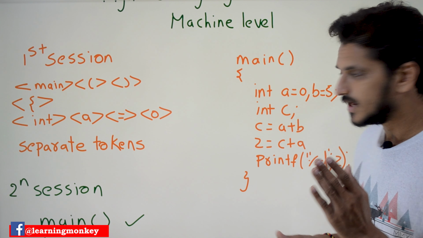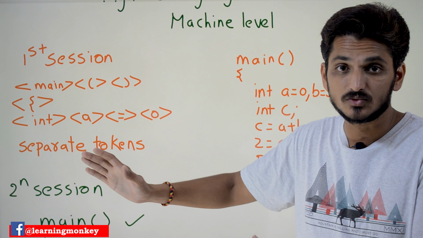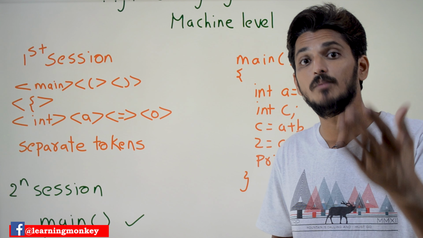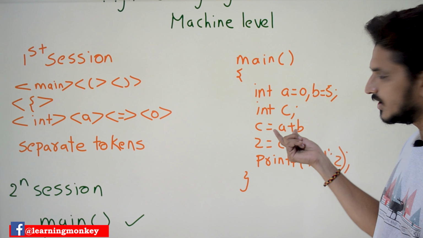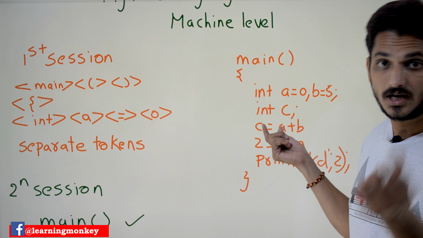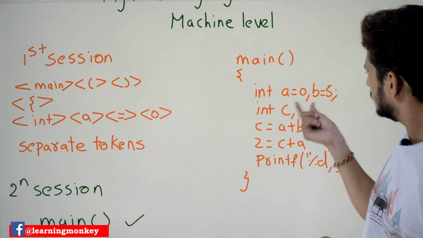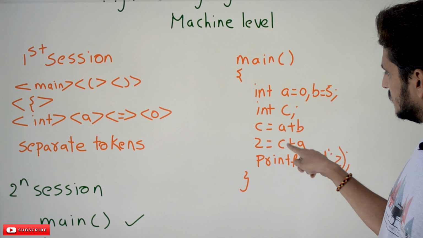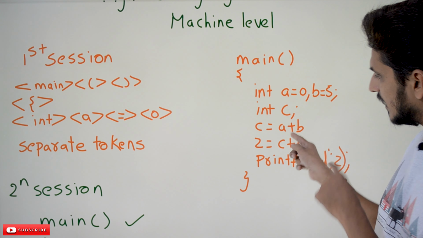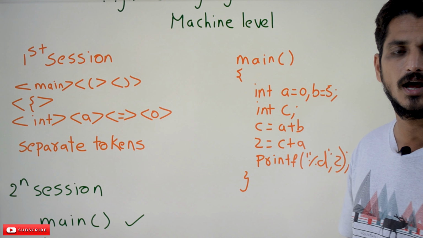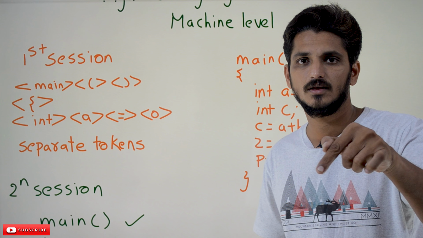The role of compiler is to convert this high level program to machine level instructions. Whatever instructions we studied in computer organization and architecture, this statement should be converted into an add instruction. For z = c + a, you have to do the addition and the result should be stored in z, which is a store instruction in computer organization and architecture.